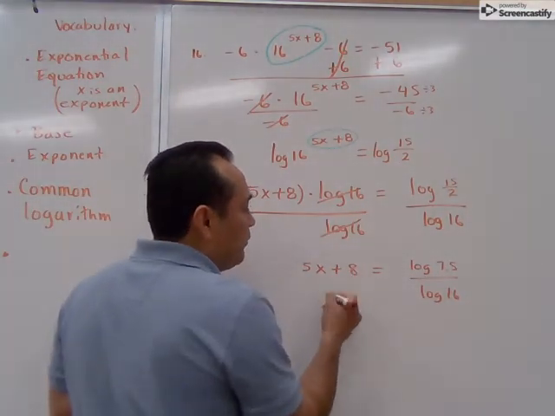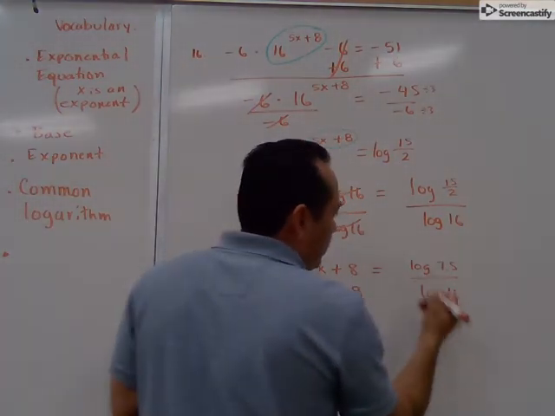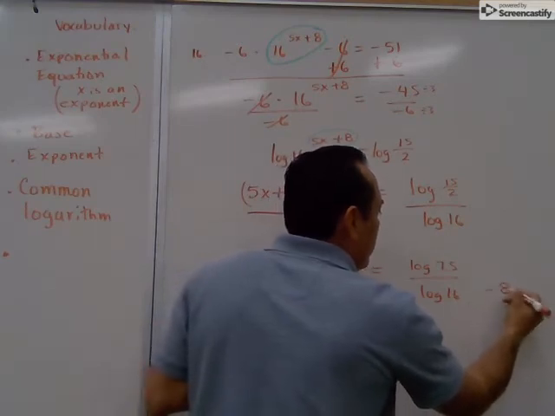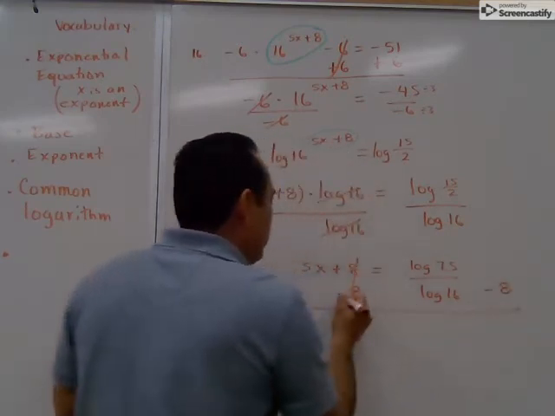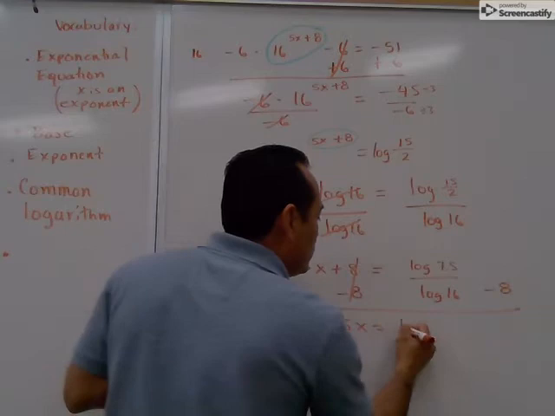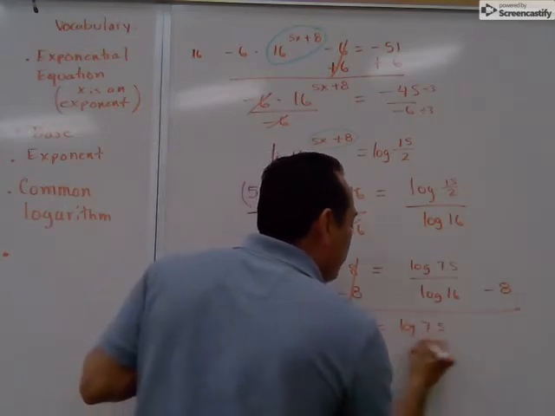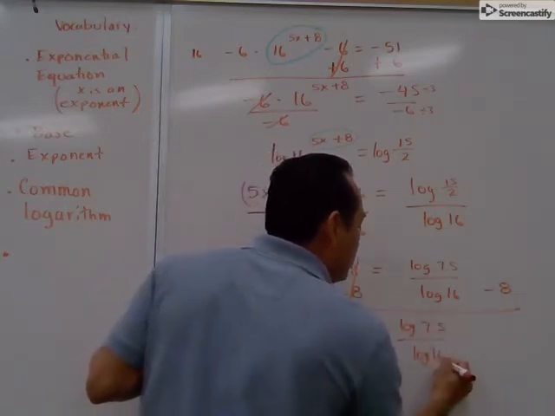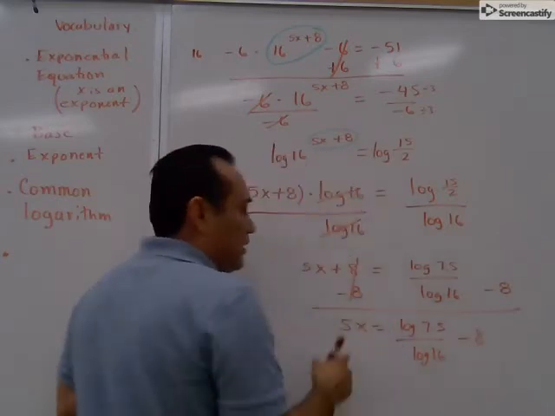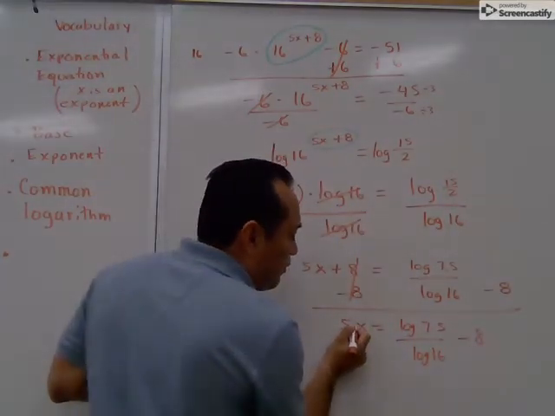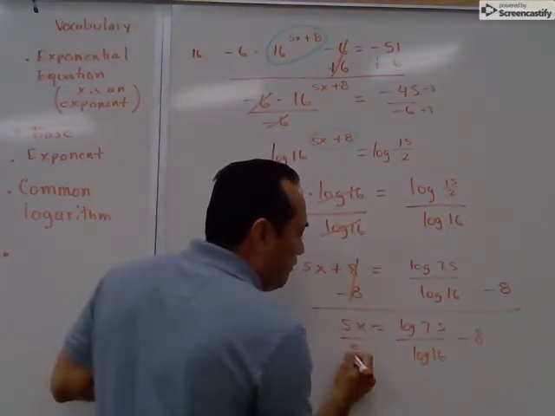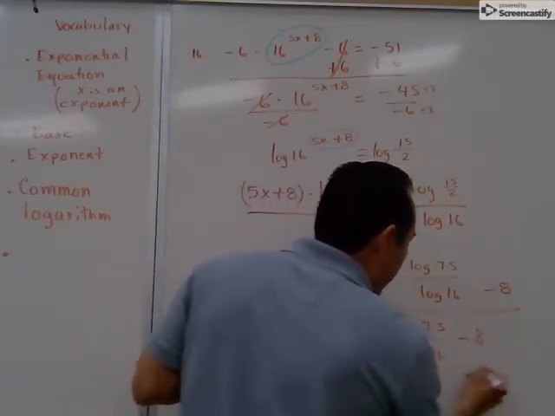Now, at this point, it's just a very similar process to what you learned in Integrated 1. Get rid of the 8 by subtracting 8. This gives you 0, and you're left with 5x equals log 7.5 divided by log 16 minus 8. Now we don't want the 5. The 5 is being multiplied to the x, so divide by 5. If you do it to the left side, do it to the right side.